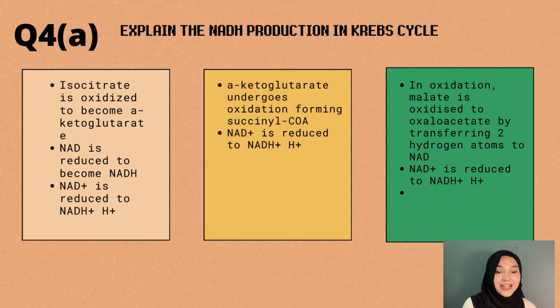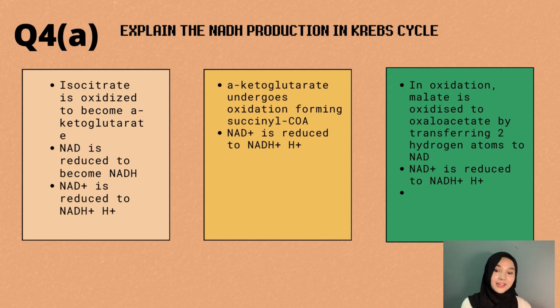Again, alpha ketoglutarate undergoes oxidation forming succinyl CoA, and NAD plus is reduced to NADH plus H plus. Besides that, in oxidation, malate is oxidized to oxaloacetate by transferring 2 hydrogen atoms to NAD. NAD plus is reduced to NADH plus H plus.